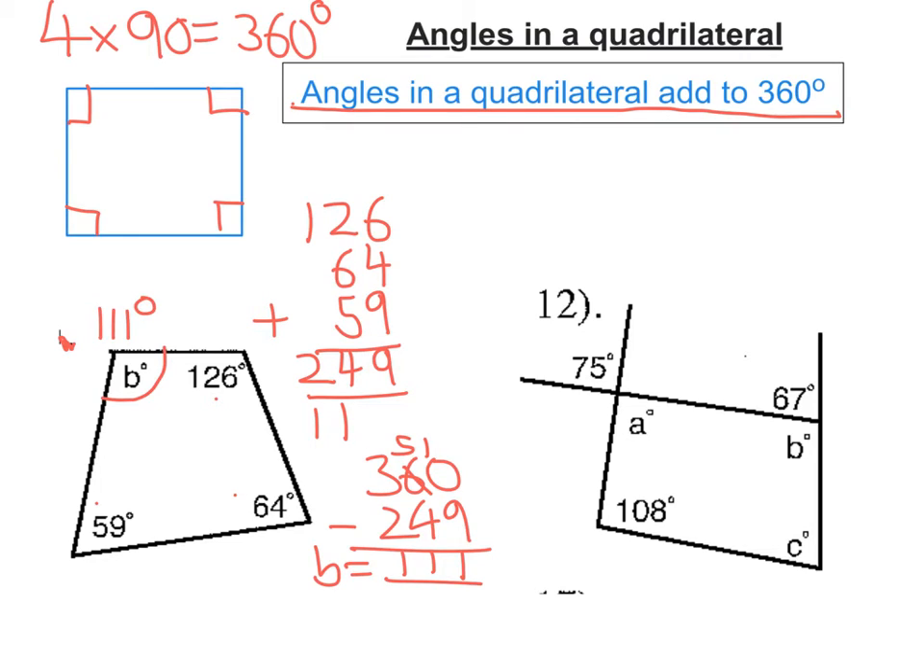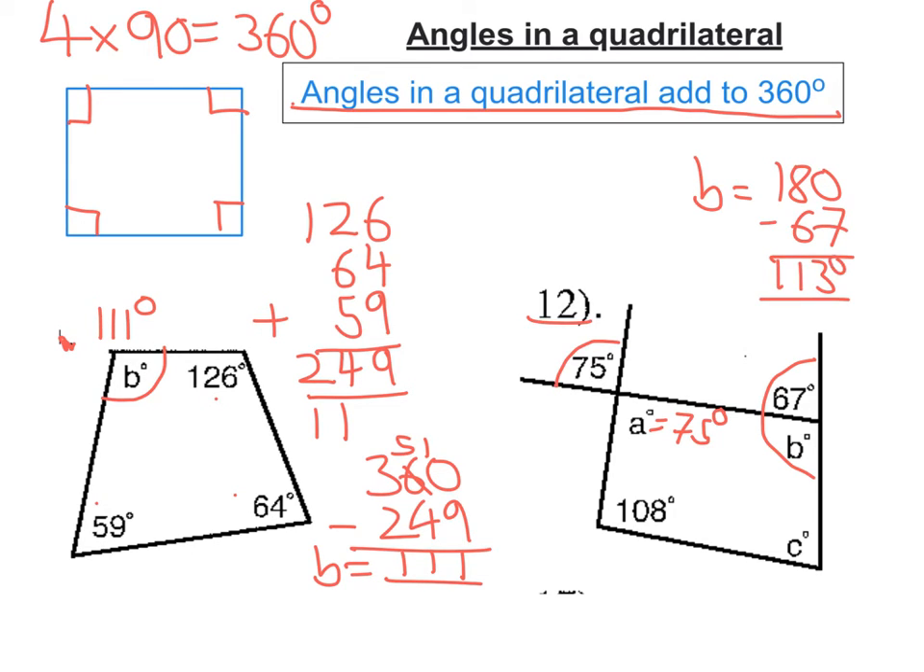Okay, let's move on to this second one here, number 12. So you need to work out what A, B, and C is. Well, A here is opposite 75, so A is going to be 75 degrees as well. B is in this straight angle here with 67, so B is going to be 180 minus 67. And if I have a little think about that, it's going to be 113.